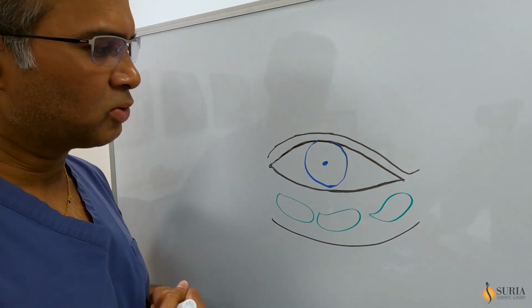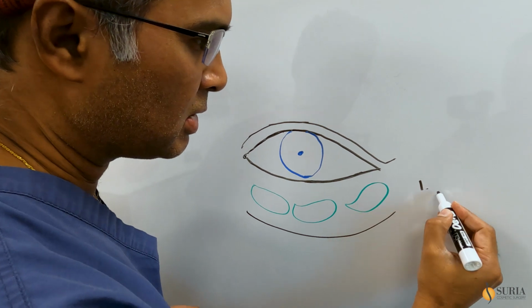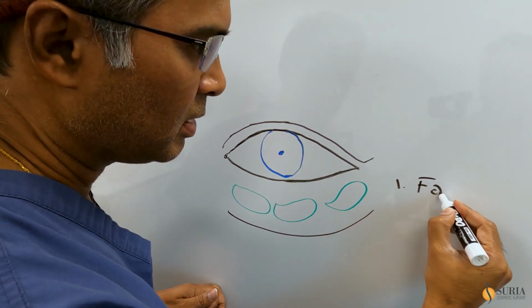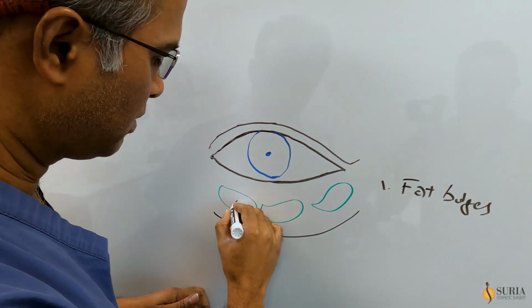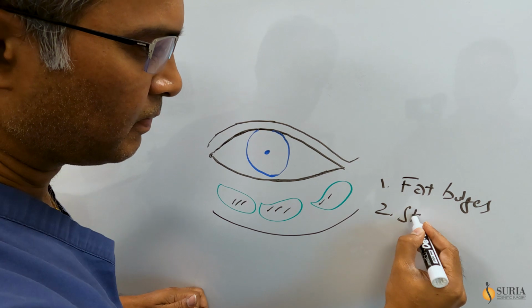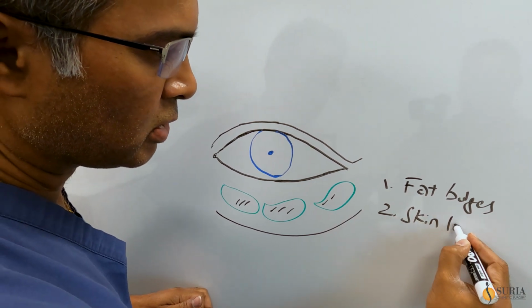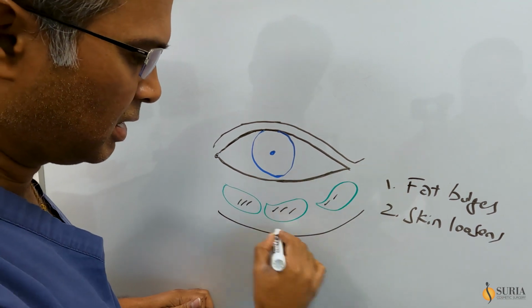So what happens when the lower lid ages? The first thing that can happen is the fat bulges. So this stuff bulges, all of this stuff bulges. The second is skin loosens. All of this skin here can get looser.